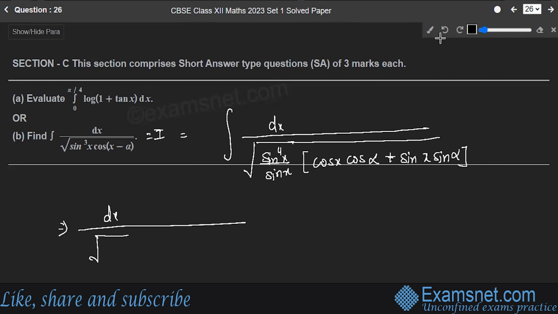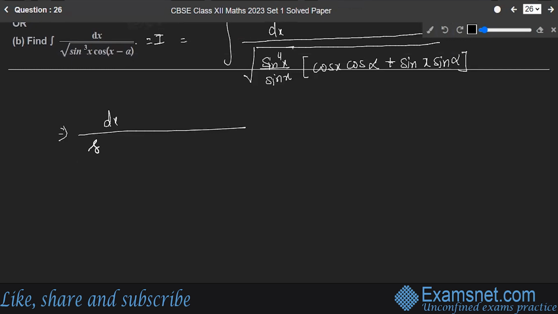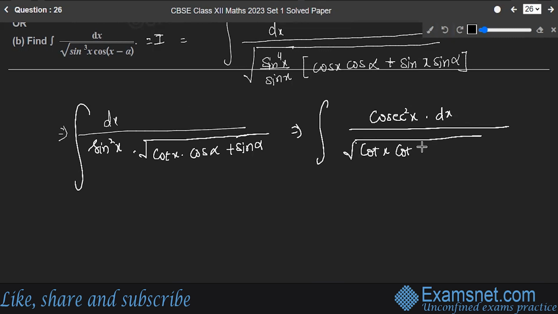See, one thing is there. I will not write root like this. Sine raised to power 4x, I will take the root of it. So this is sine square x into root of. Now this sign I have adjusted. This will be written as cot x into cos alpha plus sine alpha. Or this is equal to the integral of cosecant square x dx upon root of cot x cos alpha plus sine alpha.